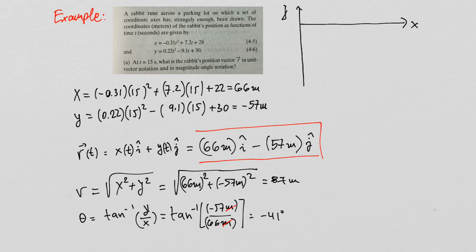So the resultant vector is in the fourth quadrant right here. There you go. So this is the position vector of the rabbit at 15 seconds. And the angle that was measured there, or that we calculated right here, negative 41 degrees, is the angle measured from the positive x-axis in clockwise direction. So 41 degrees in clockwise direction, and that's why we get the minus.